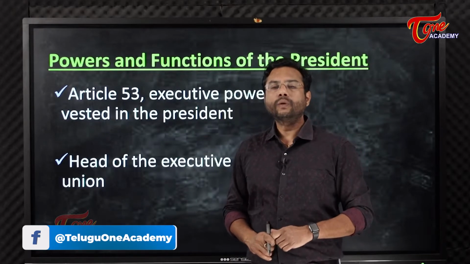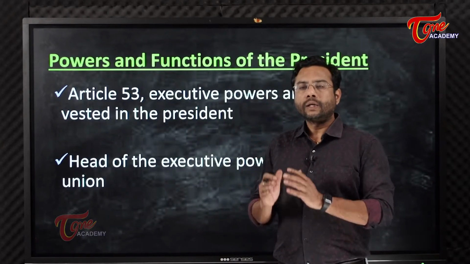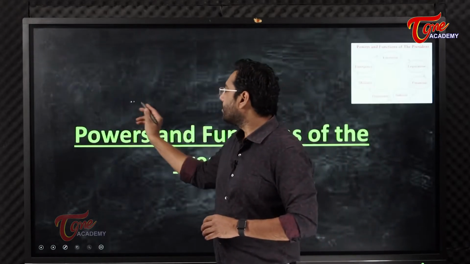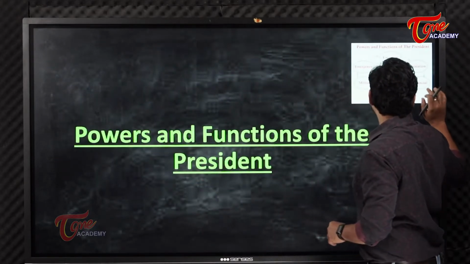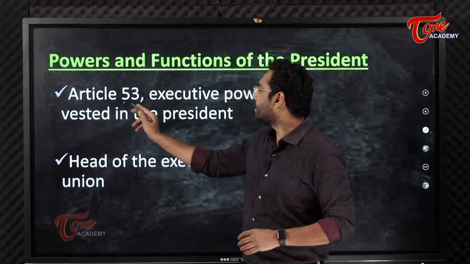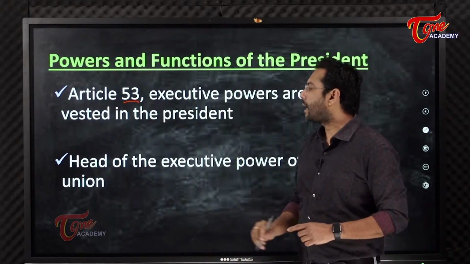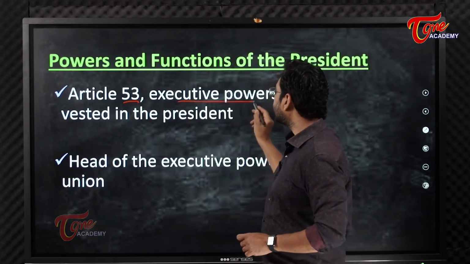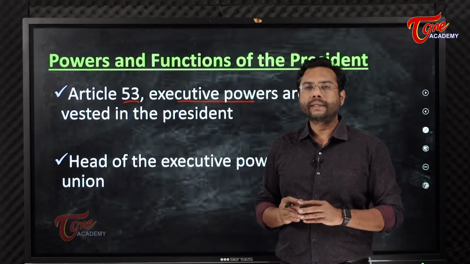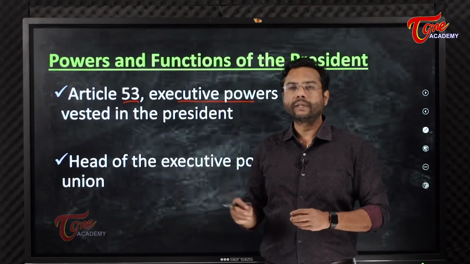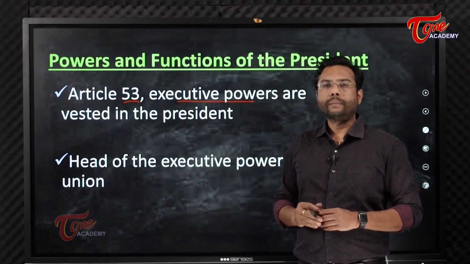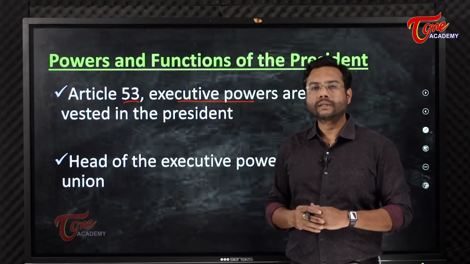Here, as we know, the president is the topmost executive of the nation. Article 53 gives the power to the president. Article 53 says that executive powers are vested in the president. Whatever action is taken by the government, whatever administrative action is taken by the government, would be under the president only. The president has to sign such actions.